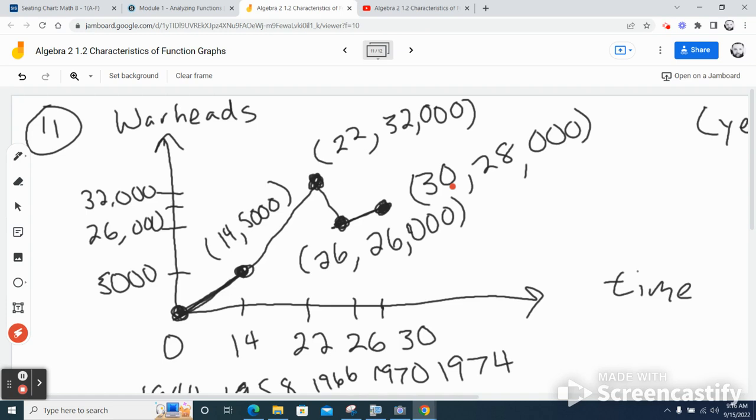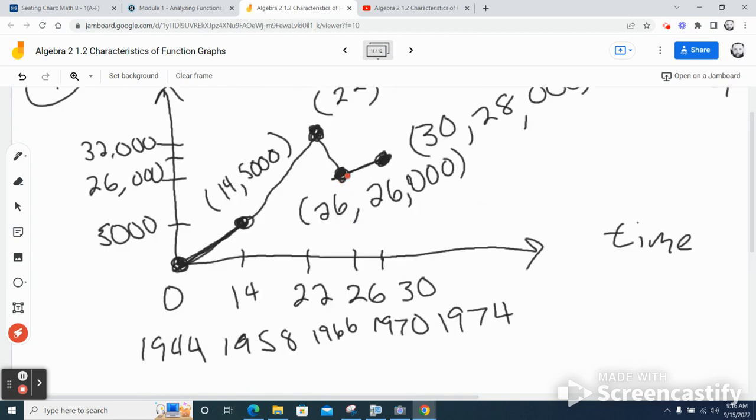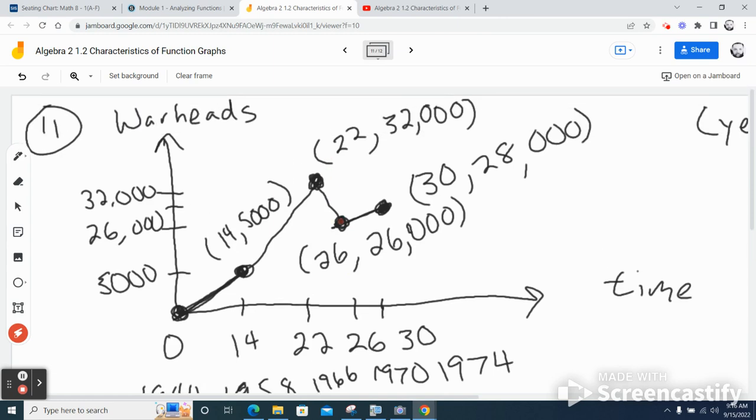from 1966 to 1970, there was a decrease in the number of warheads to about 26,000. So from 1966 to 1970 is 4 years. 22 plus 4 is 26. And 26 years later, there was about 26,000 warheads. So 26 years after 1944, the number of warheads they had was about 26,000.